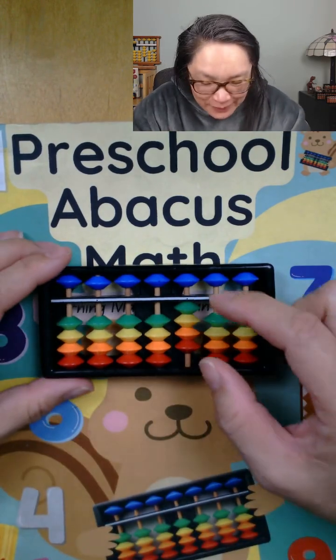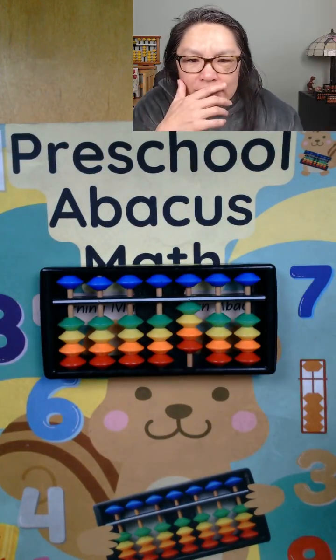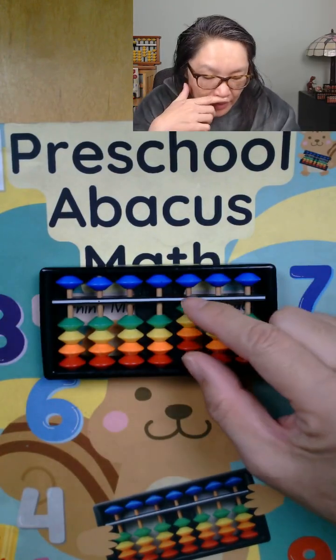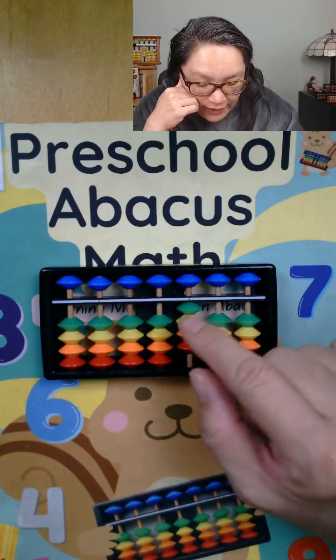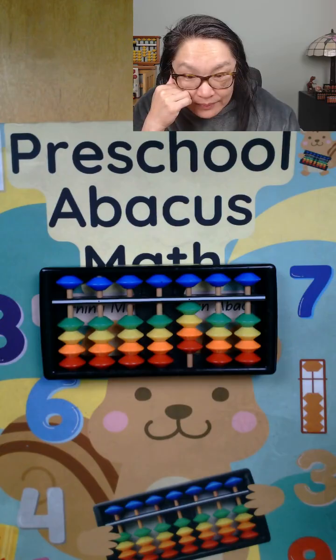Okay, so this is what we do on the abacus. And so what we could do, Kirsten, is we're reading the abacus, and so what we could do is we can add and subtract on the abacus.